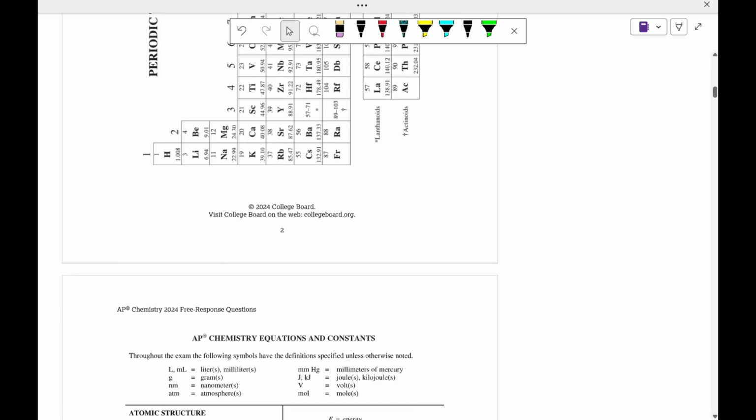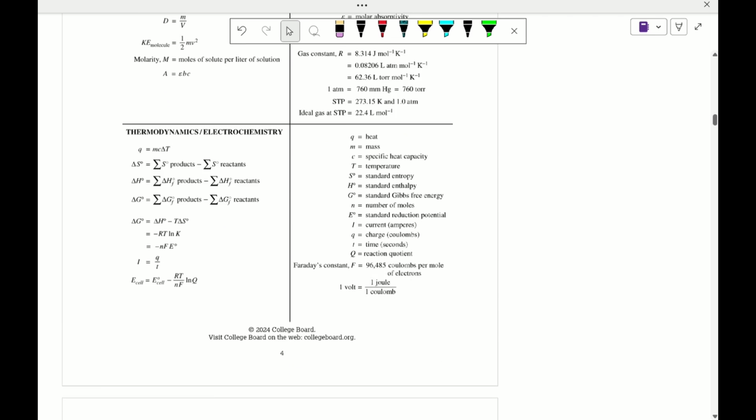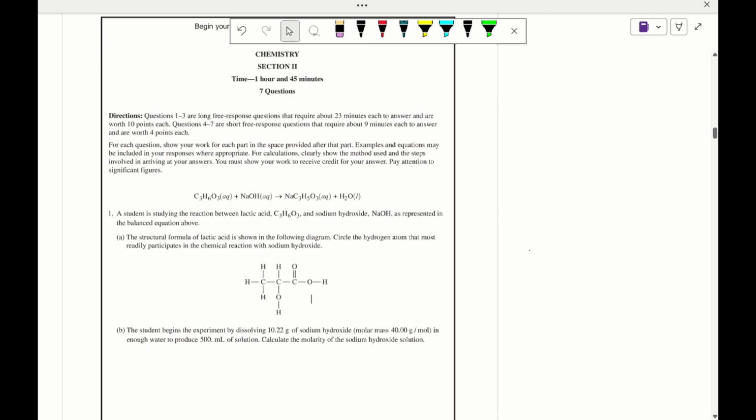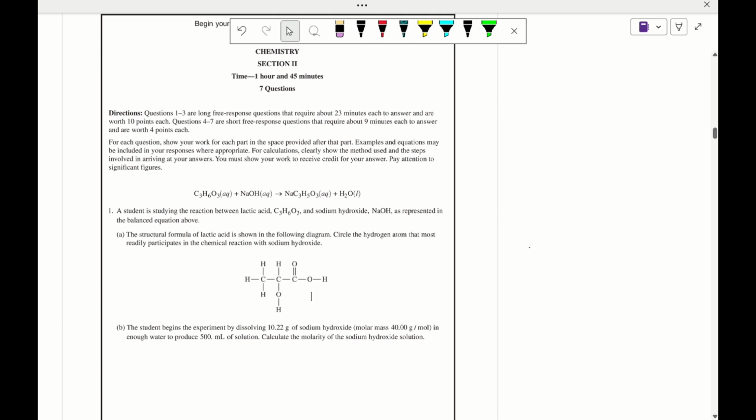So first is our periodic table, and then this is our formula sheet. So basically the first question is asking which hydrogen atom most readily participates in the chemical reaction. So this is going to be the hydrogen at the end of the hydroxide, so the one attached to the oxygen, so it would be this one right here.